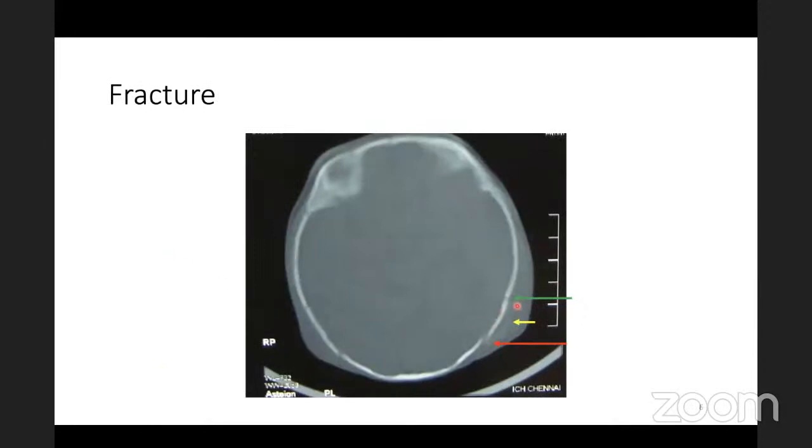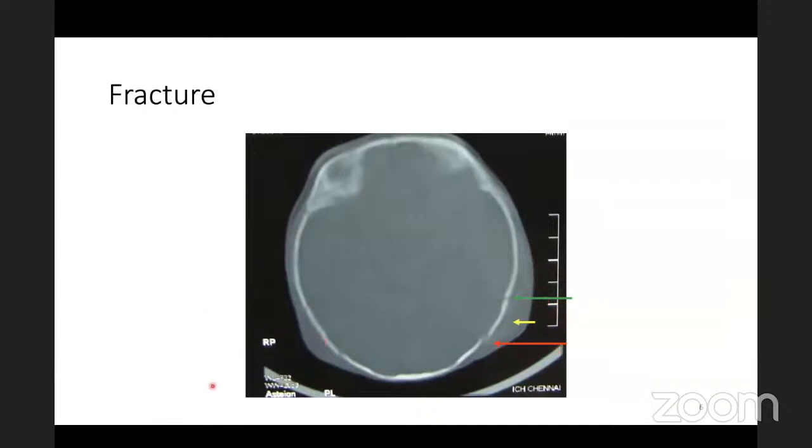I'll be discussing the utility of CT in trauma in a few slides. As you've seen in the previous image, this is a fracture sustained to the parietal bone. The green line indicates a suture line, the yellow arrow indicates a soft tissue hemorrhage or hematoma or soft tissue swelling, and the red line indicates a fracture line. So green is a suture line and red is a fracture line.